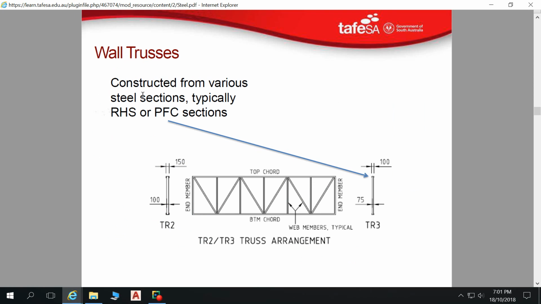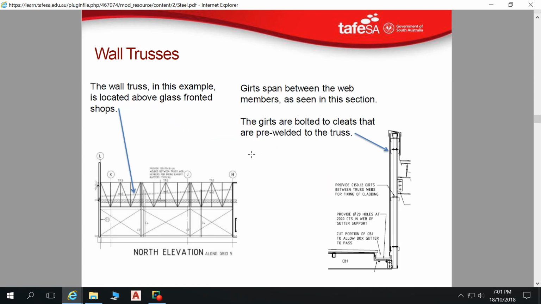So things such as wall trusses. If we look around the structure of this building here, we'll see trusses and all sorts of sections made out of these various different hot rolled sections. So here we've got a, what do we call it? Like a parapet wall truss that's enclosing one end.